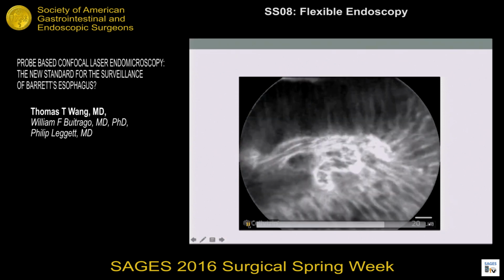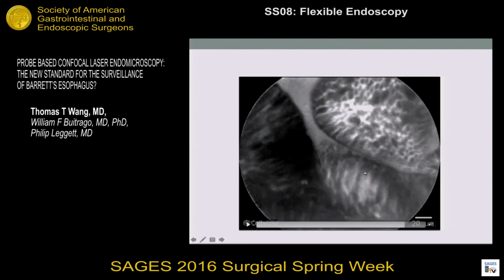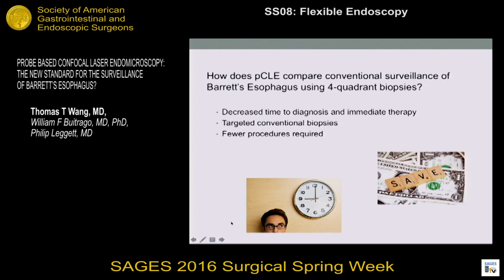Let me advance a little farther. Again, you see the intestinal metaplasia here with columnar epithelium, and occasionally there are some goblet cells that you might be able to catch. So our research project is really aiming to see how the application of confocal PCLE compares to the standard, which is the random biopsies.